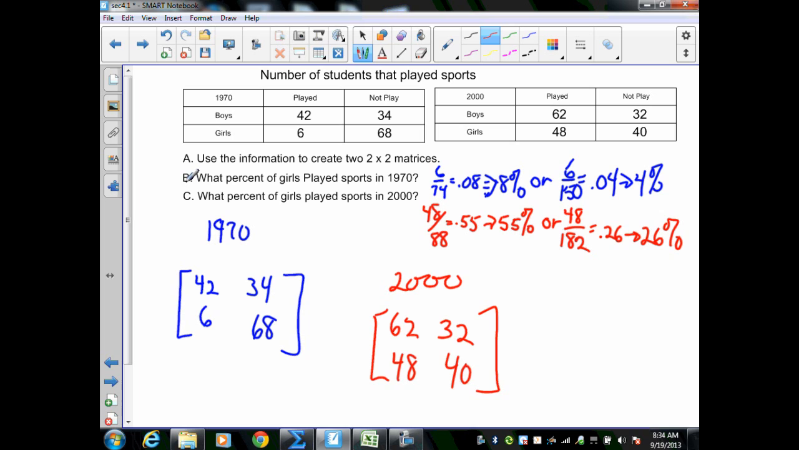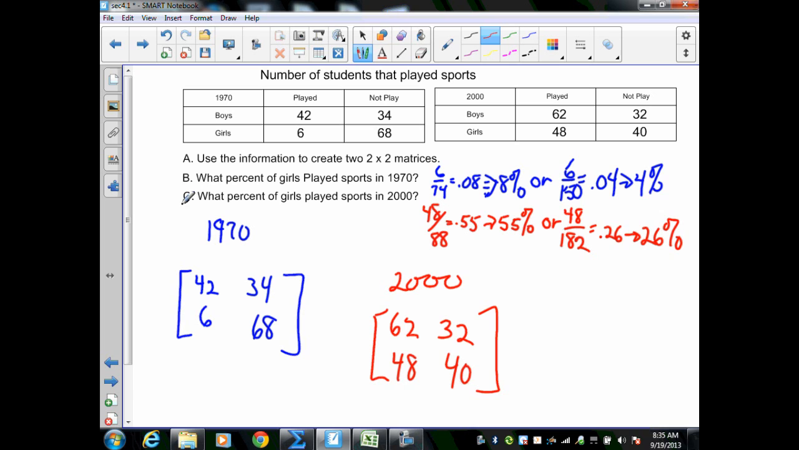Let's complete the example. Here in part B, they're going to ask what percent of girls played sports in 1970. There's 2 ways to look at this. We could look at this just as a group of girls, which would be 6 plus 68, which gives us a total of 74 girls. How many played out of that total? 6 out of 74, which is approximately 0.08, which is a percent. Or we could look at it as a total population, which is the sum of the boys and girls, which is a total population of 150. 6 out of 150 is approximately 0.04, which is about 4%.